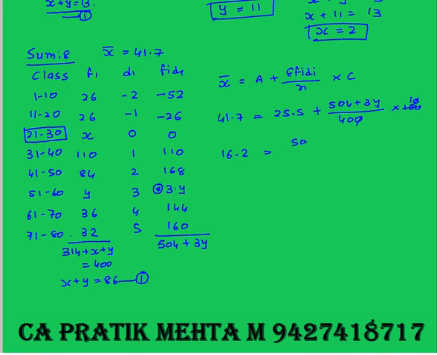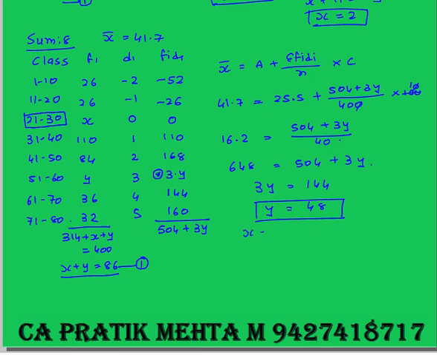16.2 is equal to 504 plus 3y divided by 40. If we multiply by 40 over here, it becomes 648 is equal to 504 plus 3y. So 3y is equal to 144 and y is equal to 48. Now putting the value of y in equation 1. What was equation 1? x plus y is equal to 86. So x plus 48 is equal to 86. x is equal to what? 38.